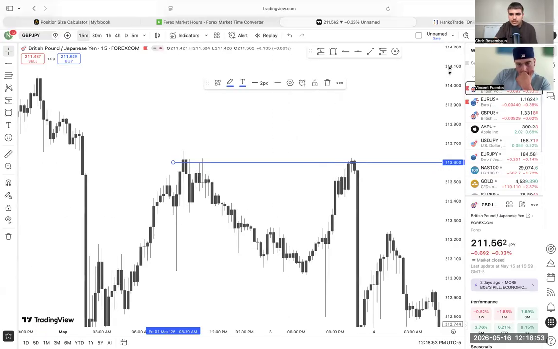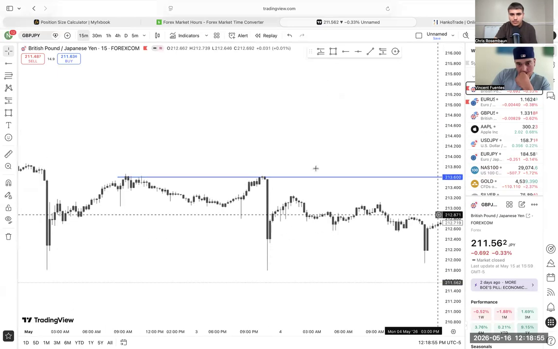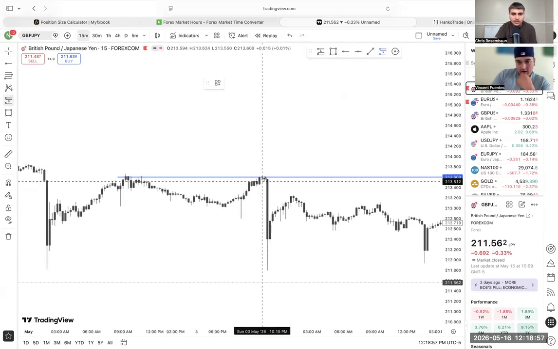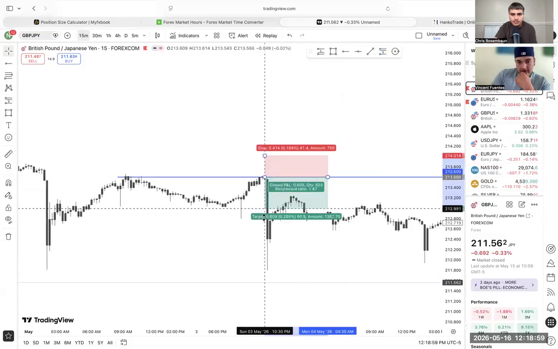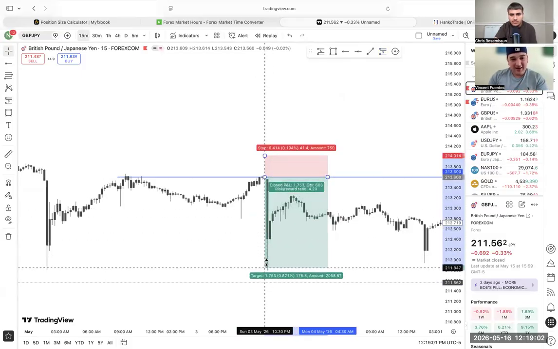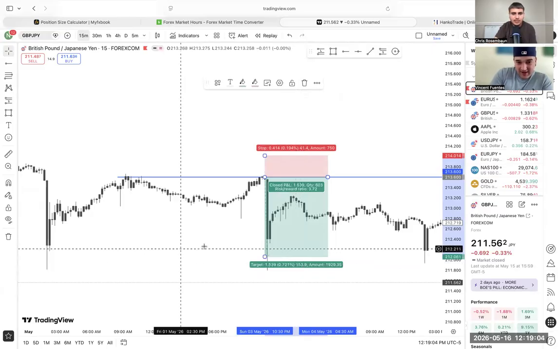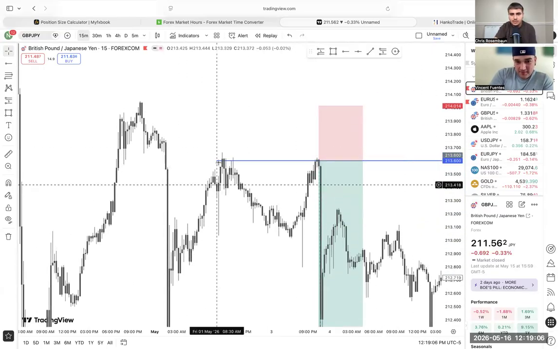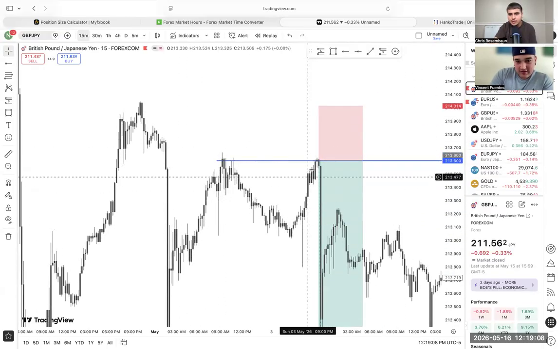That's your entry. This one, that's money right there. Like that right there. Easy trade. That's 150 something pips, just from waiting for price to come back up here.